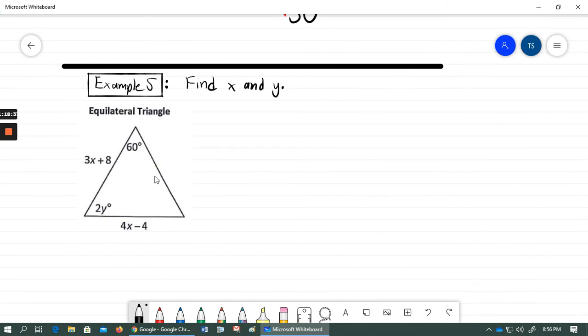Okay, so here's example 5. All right, so in this example, they go ahead and tell us right from the bat that this one is an equilateral triangle. So yeah, we didn't really have to put that.